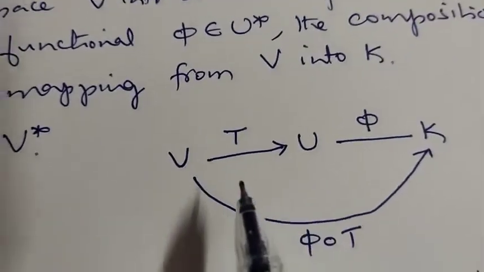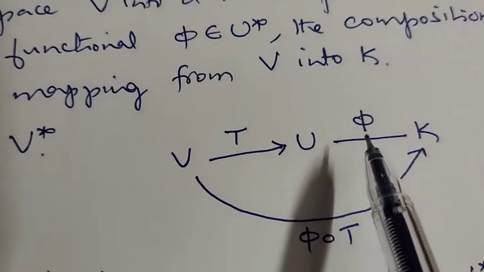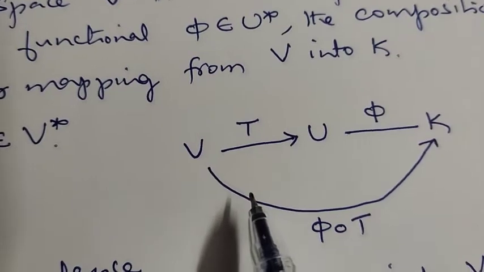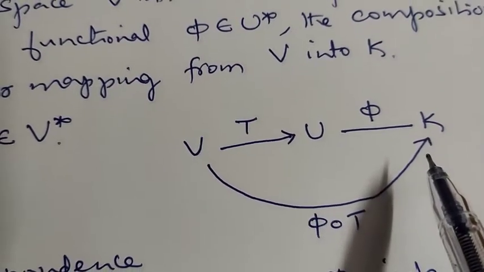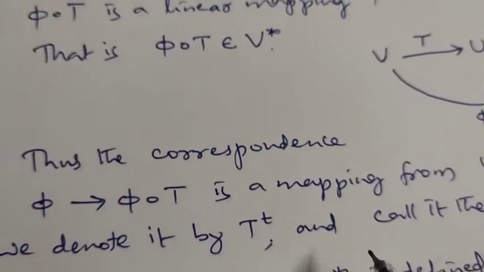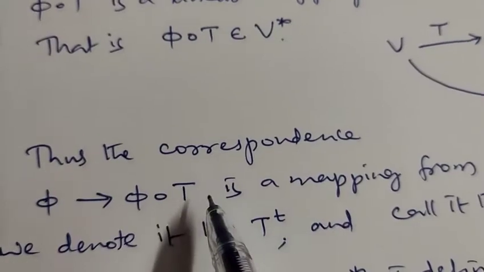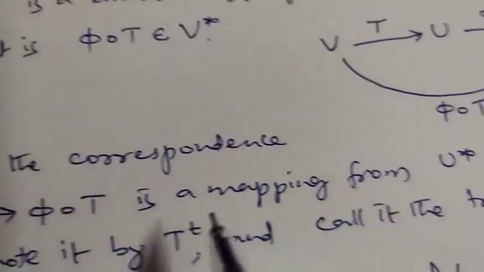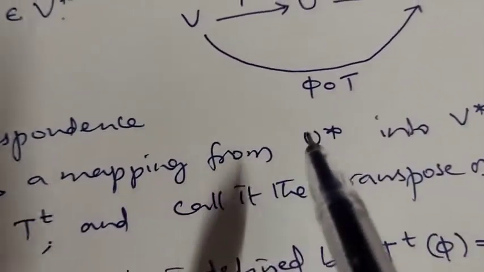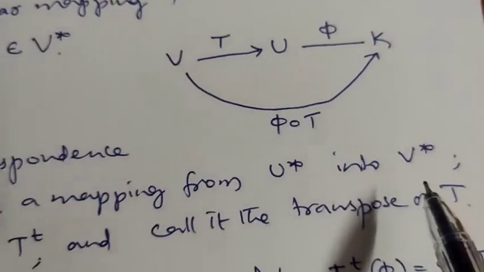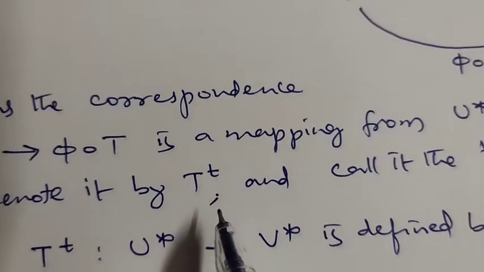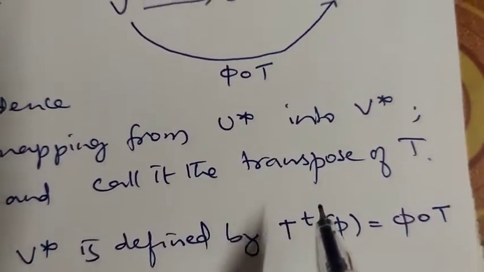That is, if T is a mapping from V to U and phi is a linear functional on U, a mapping from U to K, then phi of T is a mapping from V to K. Thus, the correspondence which maps each phi to phi of T, with phi belonging to U star, is a mapping from U star into V star. We denote this by T^t, and call it the transpose of T.